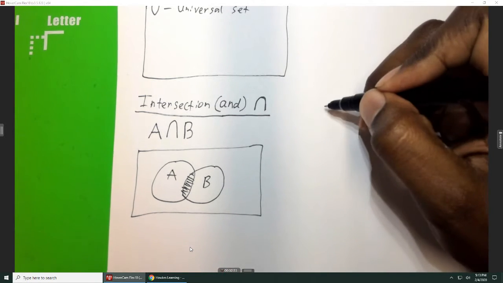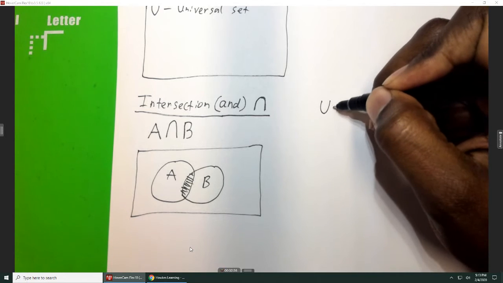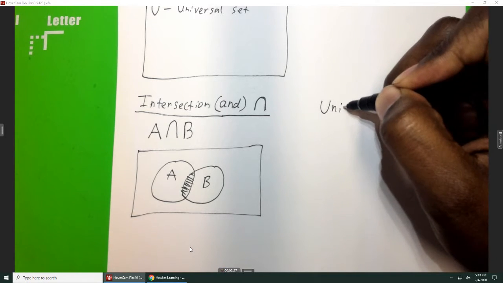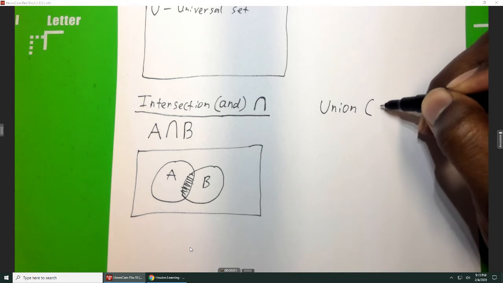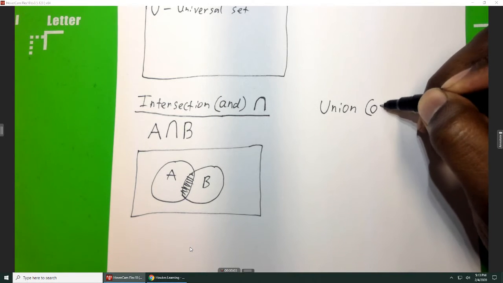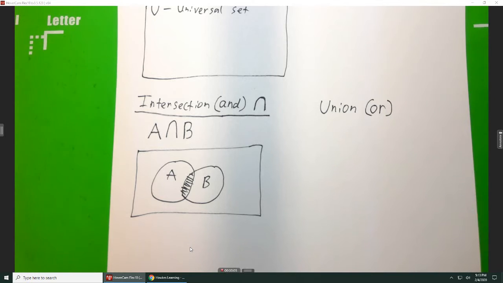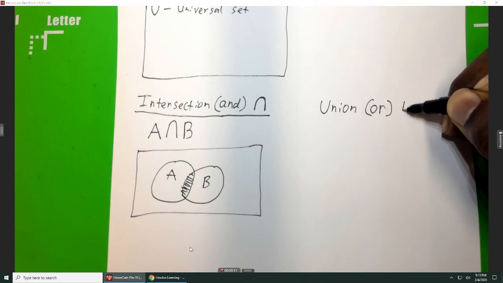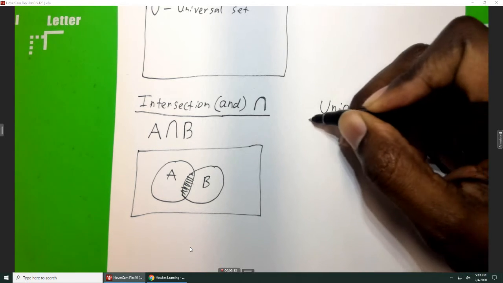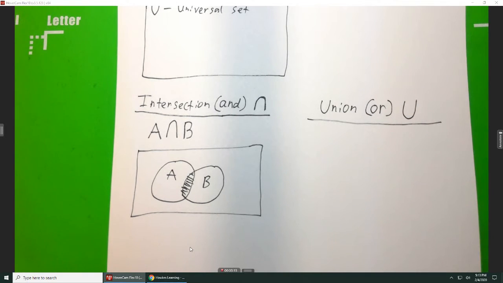Okay, next to it I'm going to talk about union. Keyword for union is or. So sometimes you might see or. The symbol for union is just the U shape, no tail. Okay, so this U shape.